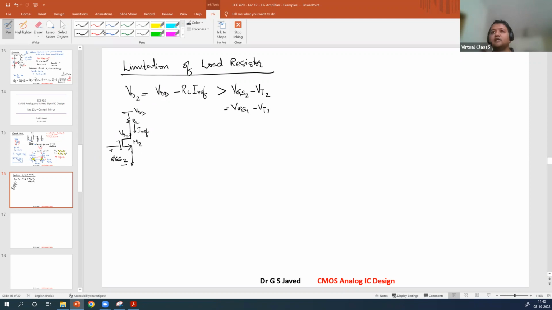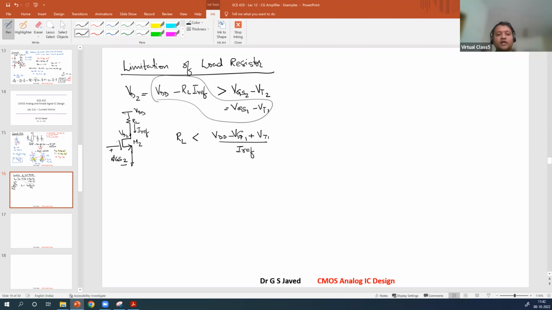Now let us take these three and build a condition for them. What is the condition for RL here? RL should be less than VDD minus VGS minus VT, so VG1 plus VT1, divided by IRF. So this will be the RL value.